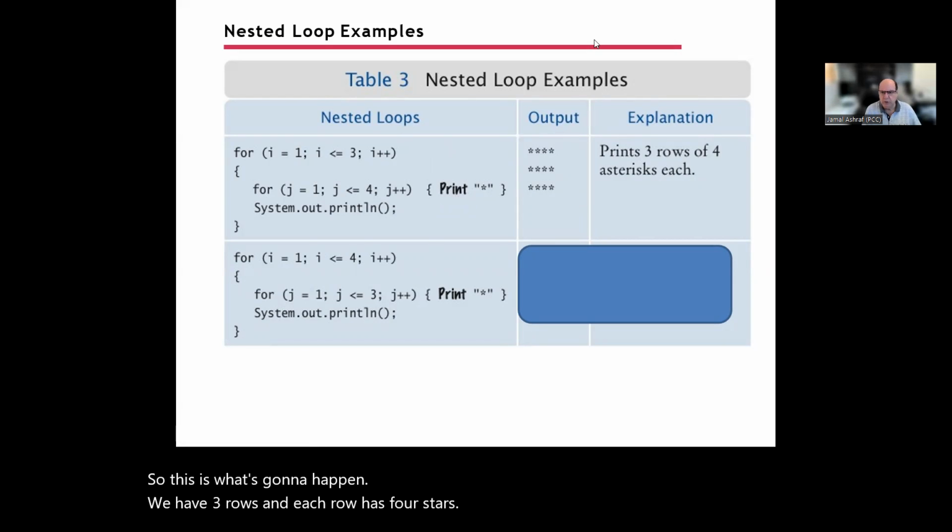Now let's look at this one. Now I have what? I have 4 rows, 3 columns, and I'm printing a star. So what do you think is going to come out of it?